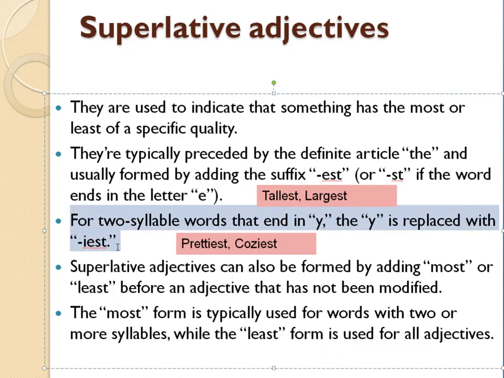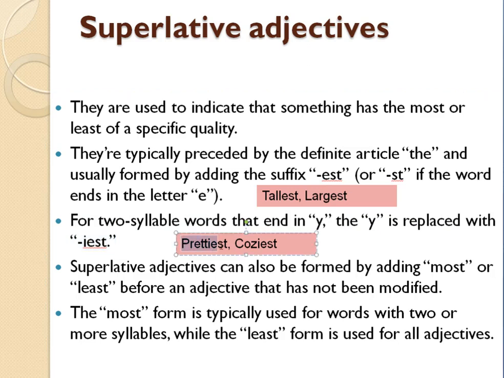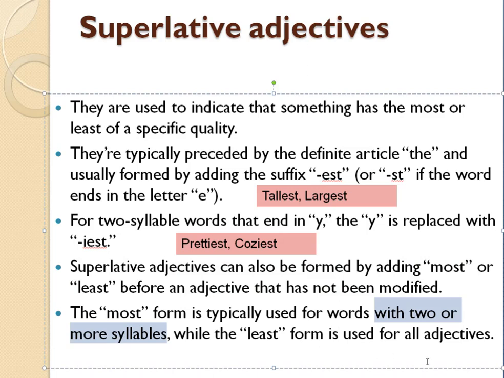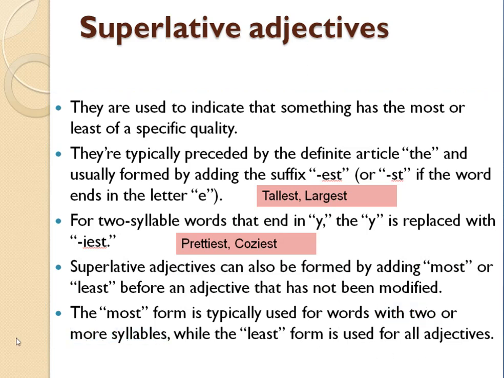Another rule for superlative adjectives is that if the word is two syllables and ends in y, then the y will be replaced with iest. For example, pretty has been changed into prettiest, and cozy has been changed into coziest. And in the case of non-modified adjectives, most or least are used before that adjective. For example, the most honorable, the most beautiful, etc. The most is typically used for words with two or more syllables, while the least form is used for all adjectives. Let's have some examples.